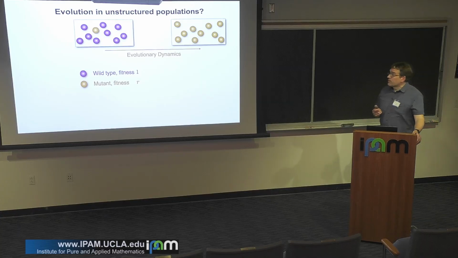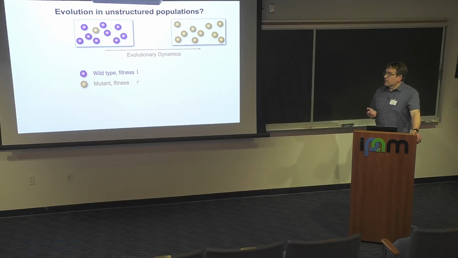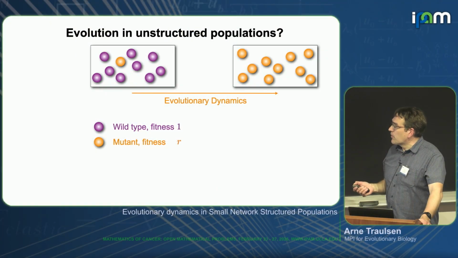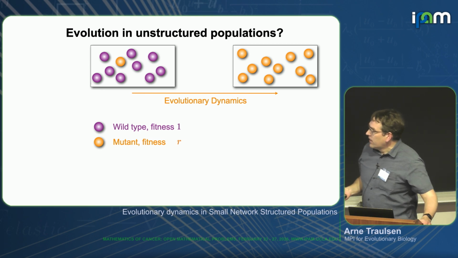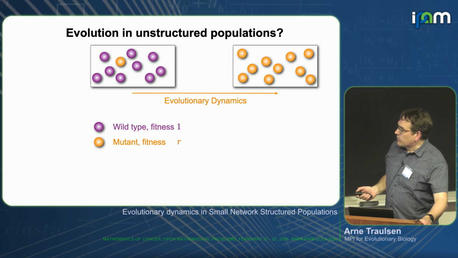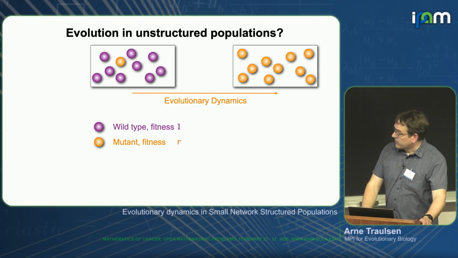So before I speak about structured populations, I have to speak about unstructured populations. For example, here I have a mutant, and then I ask, in some evolutionary process, what is the probability that this guy takes over the whole population? So I only have two types. One is the wild type with fitness 1. The other one is a mutant with fitness r.